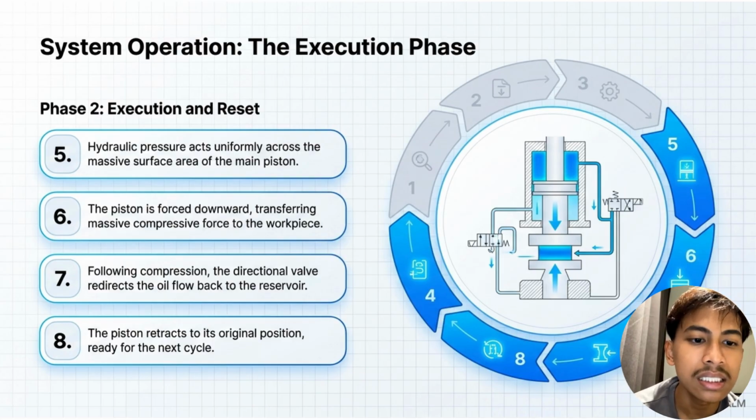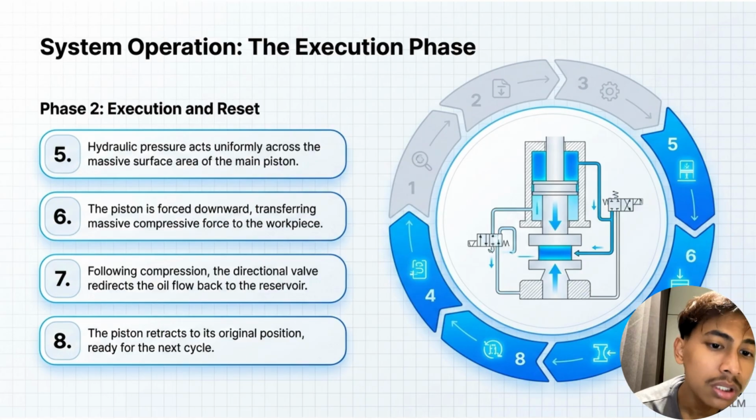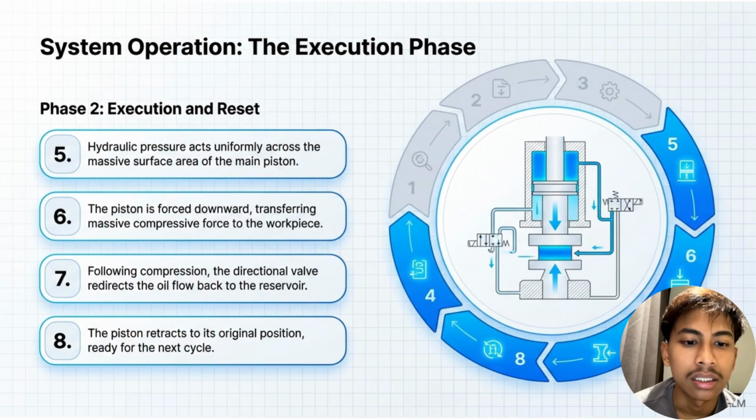This is the stage where the hydraulic system performs its actual work, such as pressing, lifting or shaping material. The seventh step is, after the operation is completed, the directional control valve changes its position and redirects the hydraulic oil back to the reservoir. For the last step, finally the piston retracts to its original position, making the hydraulic system ready for the next operating cycle.